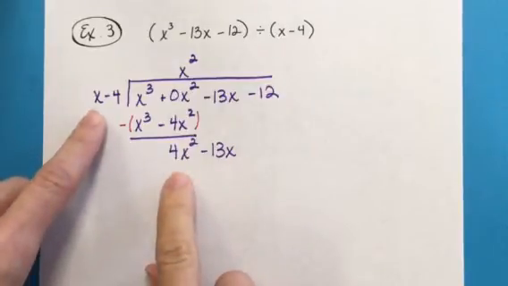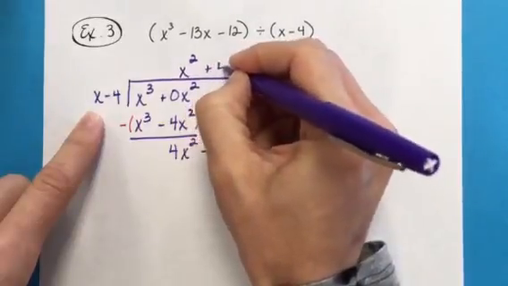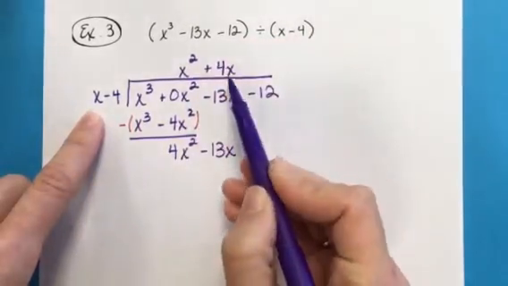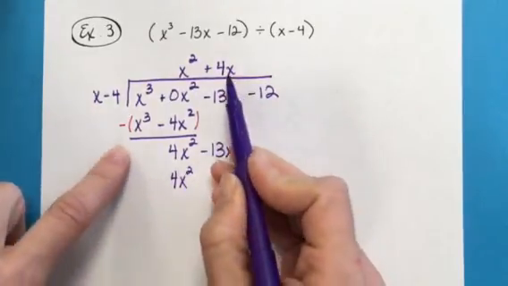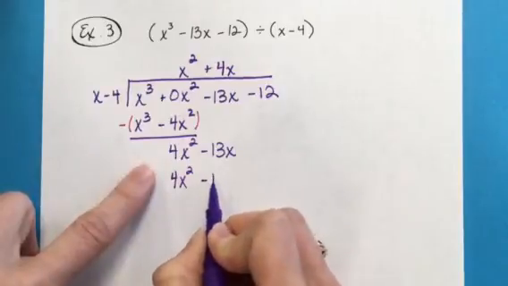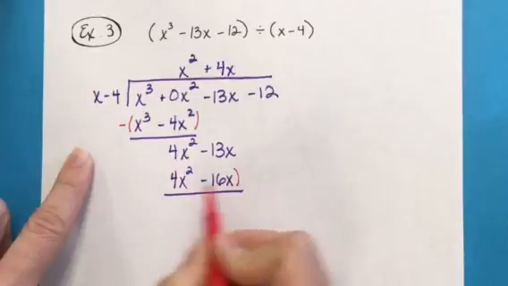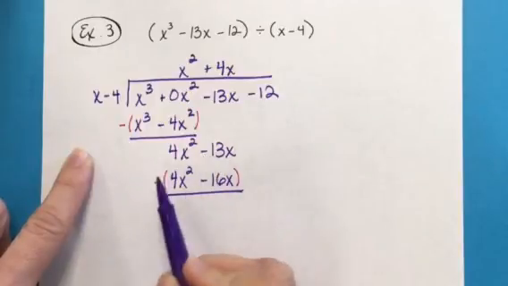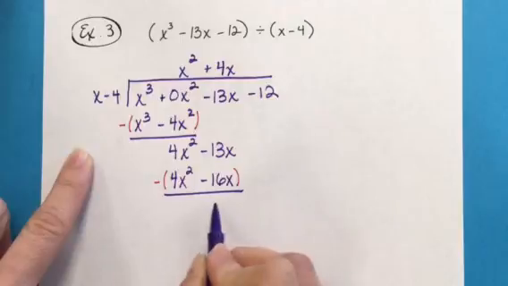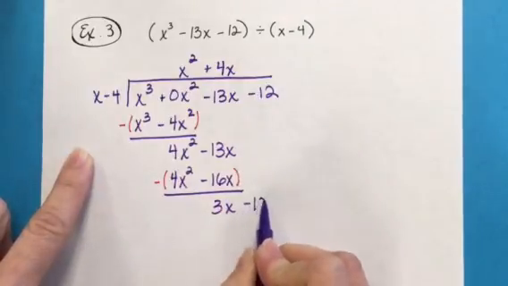So now what do you need to multiply x by to get 4x squared? So that would be a 4x. So 4x times x is 4x squared. 4x times negative 4 is negative 16x. And now we've got to subtract. So 4x squared minus 4x squared is 0. Negative 13 minus negative 16 is a positive 3. Okay, bring down the minus 12.